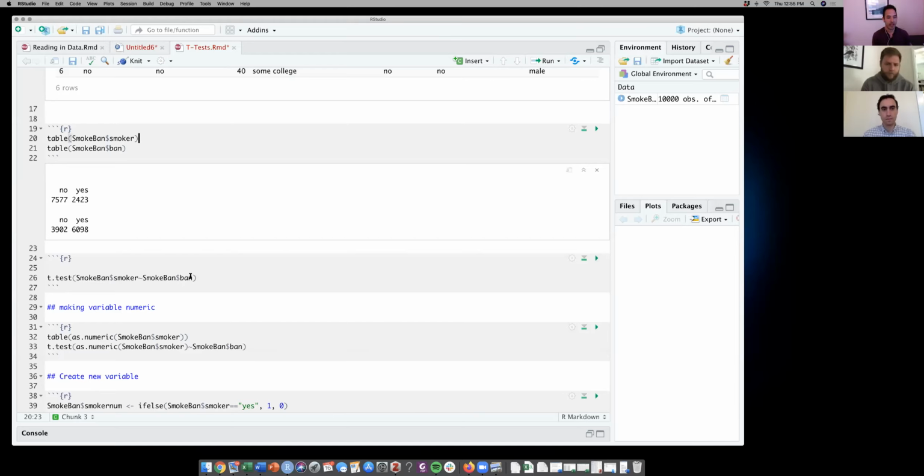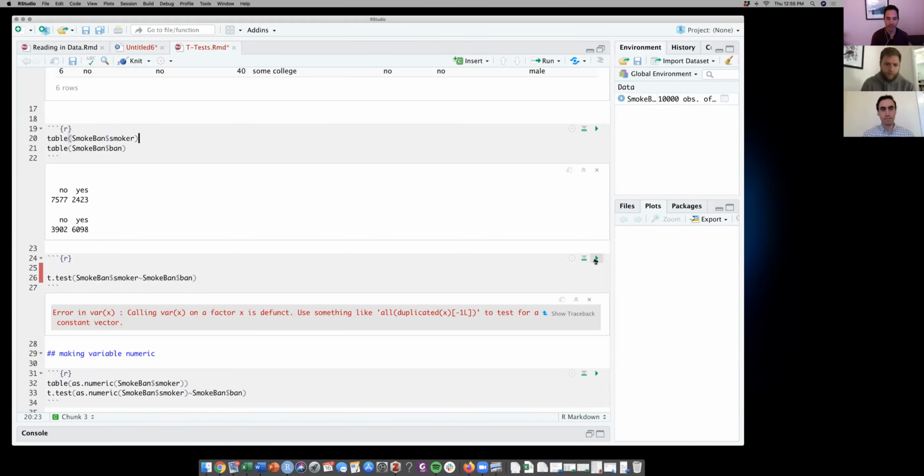This is going to give me an error though, which I do intentionally in order to give you some hints about how to get around it. When I run that, it gives me this odd error: calling var(x) on a factor x is defunct. What that's telling me, in decoded language, is that one of the two variables is not in a format that it wants.